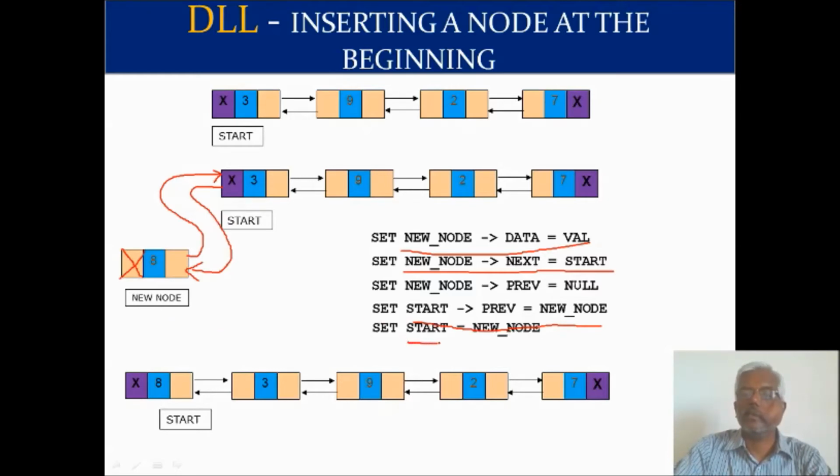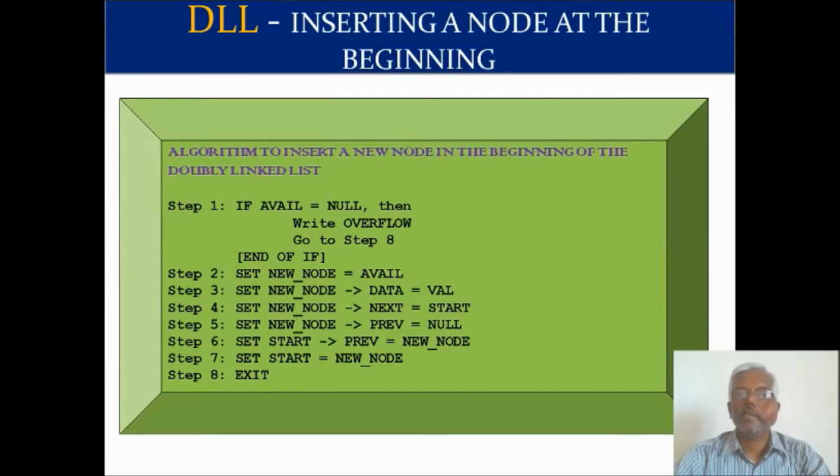Start is equal to new node. Now hereafter, the new node 8 is going to act as the start, and all other elements of the doubly linked list are attached next to it. This is the complete algorithm for inserting a node at the beginning of a doubly linked list.